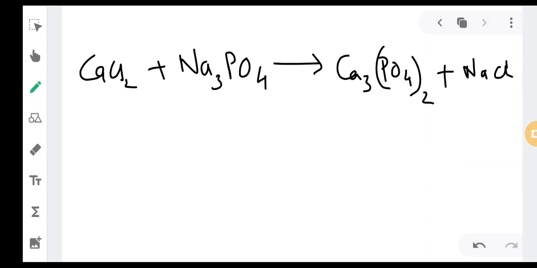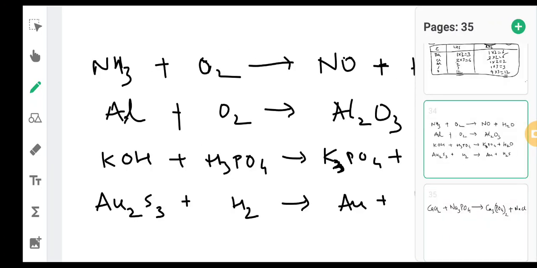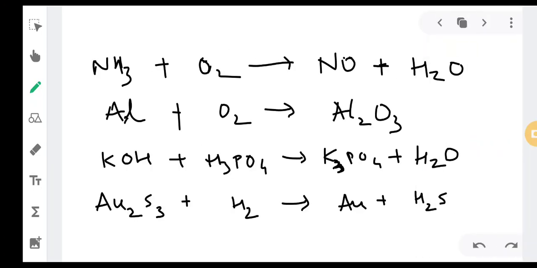These 5 reactions are for your homework. These are the 5 reactions which you need to balance. The first reaction is NH3, nitrogen plus hydrogen, plus O2, that is oxygen, gives you NO plus H2O. The second reaction is Al plus O2 gives you Al2O3.